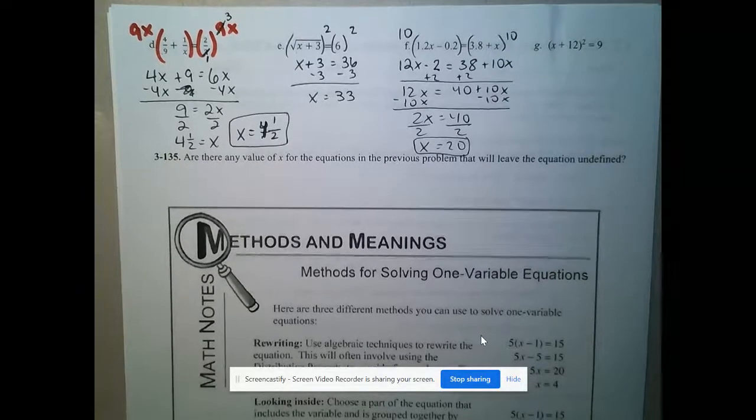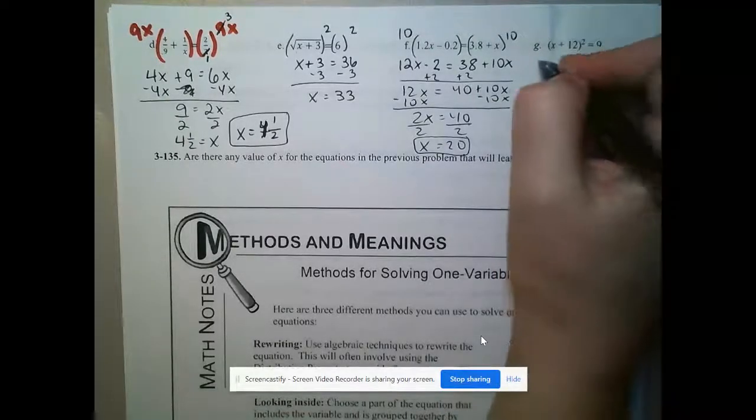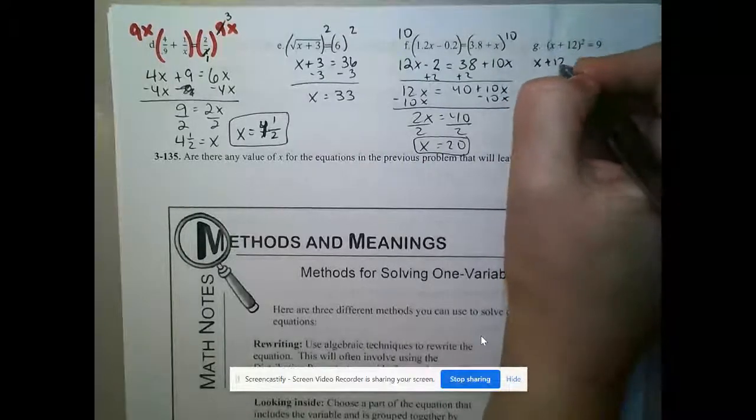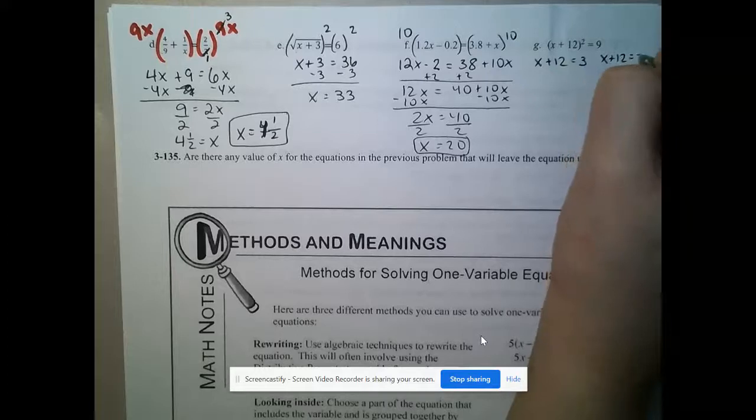Last but not least, I would definitely use the look inside method and say, the only way for me to get something squared equals 9 is for the something to be 3 or -3, because 3 squared will give me 9 and -3 squared will also give me 9. So this one actually has 2 solutions. I would have to do x plus 12 set equal to 3, and I would have to do x plus 12 set equal to -3.